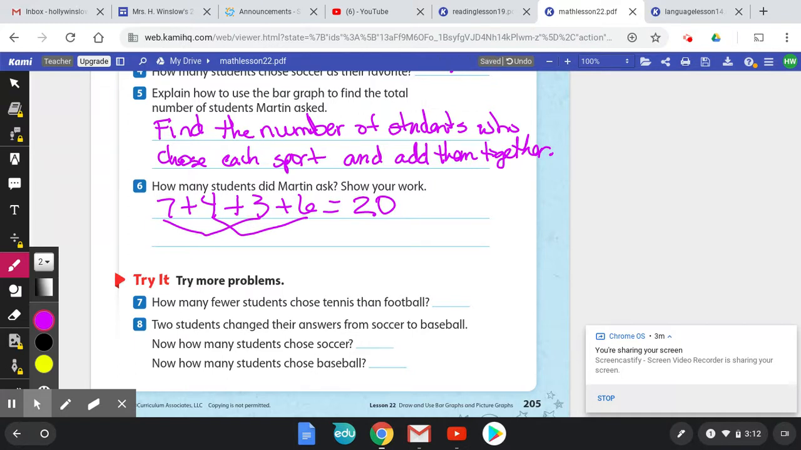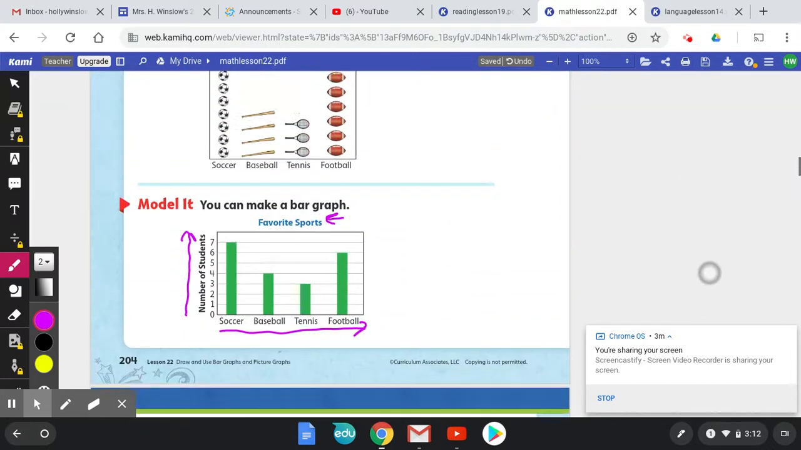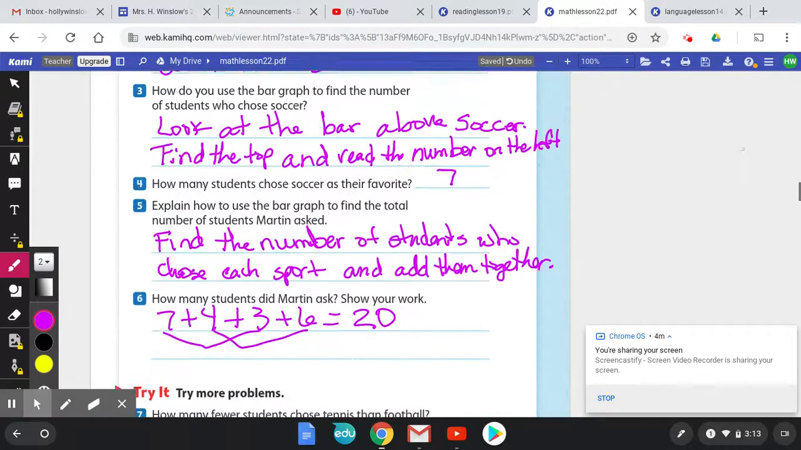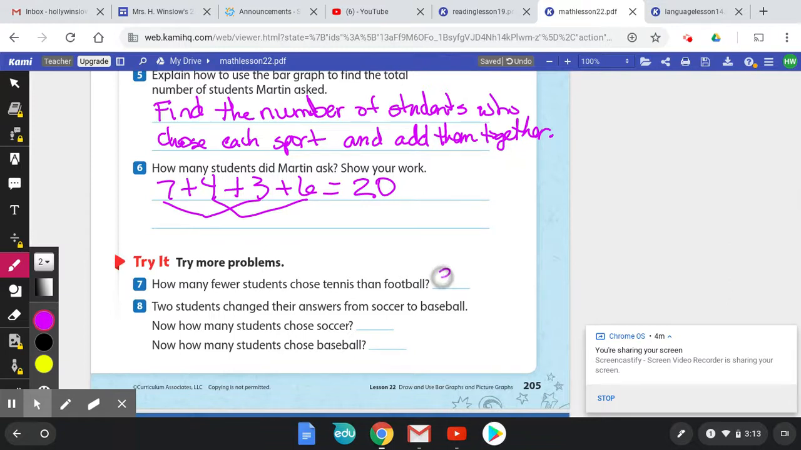How many fewer students chose tennis than football? So you need to look at football. Football, you had 6. And tennis, you had 3. And it's talking about fewer, so you should have the answer of 3. 6 minus 3 is 3.